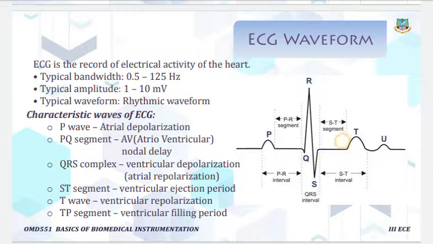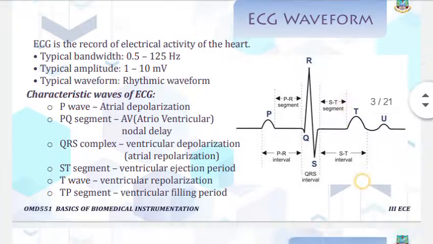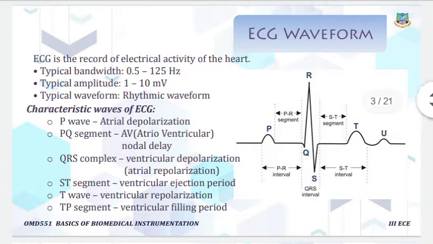What about the four chambers of the heart? Right atrium, left atrium, right ventricle, left ventricle. These are the four chambers of the heart. The top two chambers are the atria, and the lower two chambers are the ventricles.